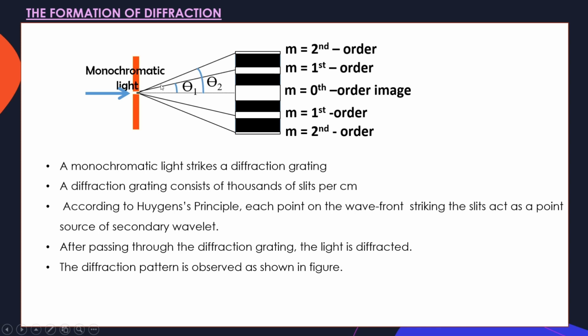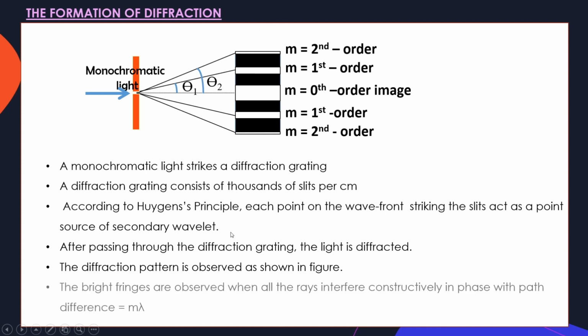When all the secondary wavelets are diffracted onto the screen at certain angles, which are theta 1, theta 2, theta 3, then you can observe the diffraction pattern on the screen. We have the central bright fringe here, which we call the zeroth order, then m equal to 1, m equal to 2, and so on. The bright fringes are observed when all the rays interfere constructively, in phase, with path difference equal to m lambda.